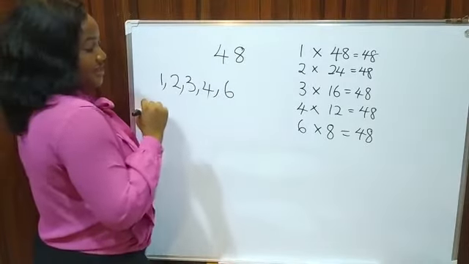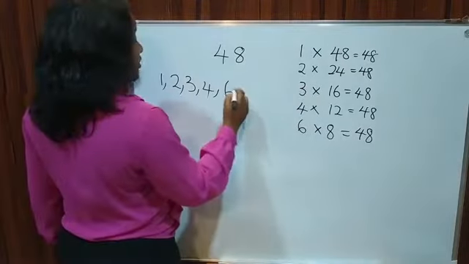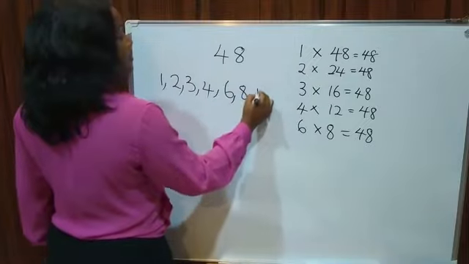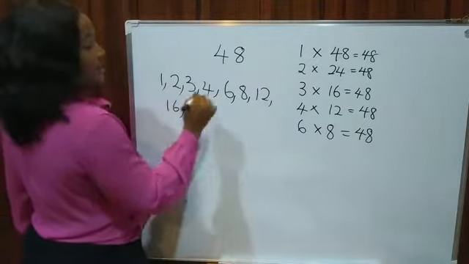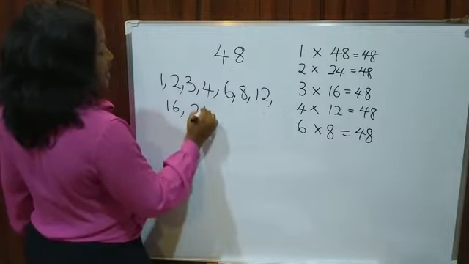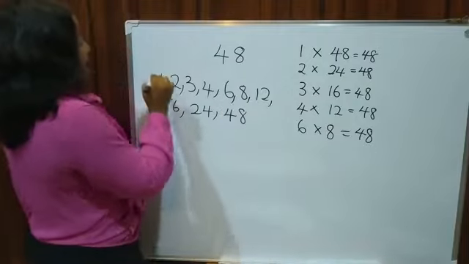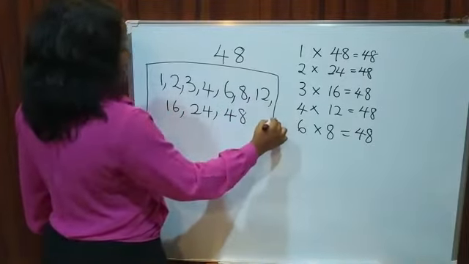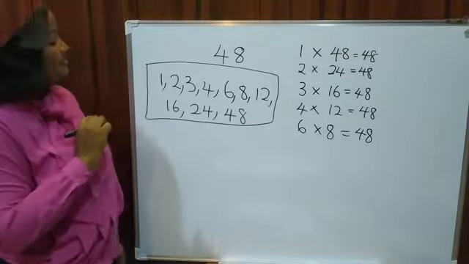No 7. And we have 8. Do we need to write it back? We have 8 here. So pick our 8. Pick our 12. We'll pick our 16. Pick our 24. And we'll pick our 48. And, my dear friends, these are the factors of 48.